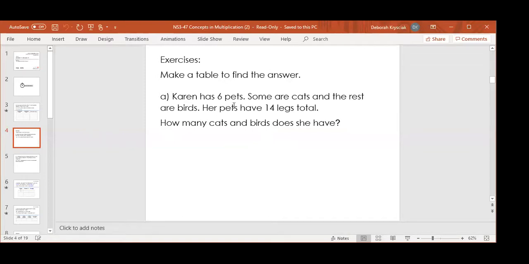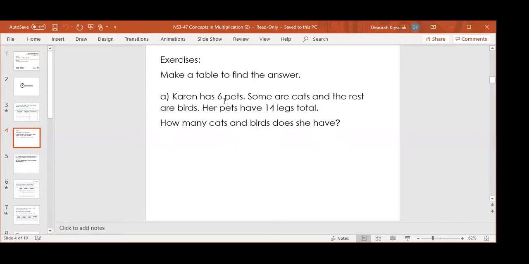A, Karen has 6 pets. Some are cats and the rest are birds. Her pets have 14 legs in total. How many cats and birds does she have? Now, we could have just used that same chart we just did because dogs and cats have the same amount of legs. The questions are basically the same here.